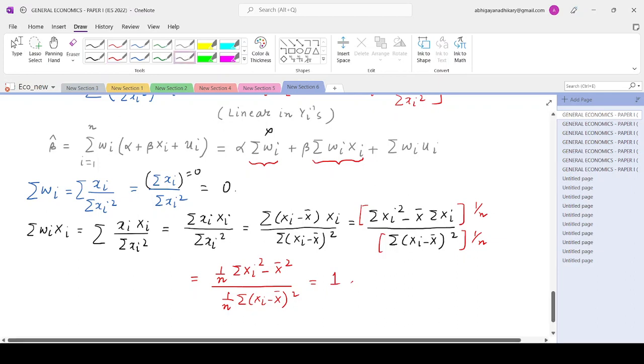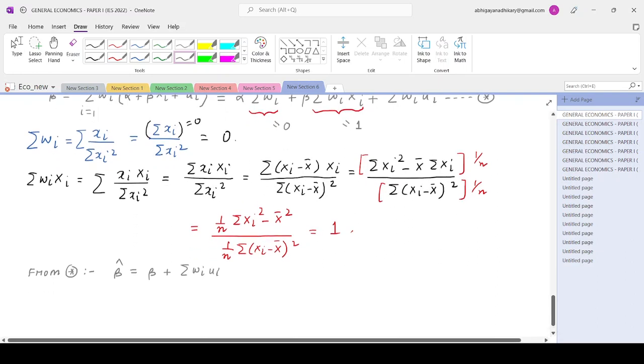So if you go back to this expression, which let me say it was star, therefore from star, what do we have? Beta hat is basically alpha times summation wi. This part is 0, this part is 1. So this is beta plus summation wi ui. Correct? This is what we get.